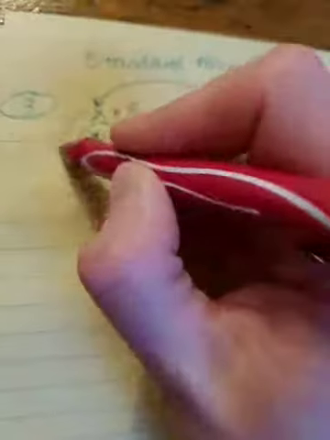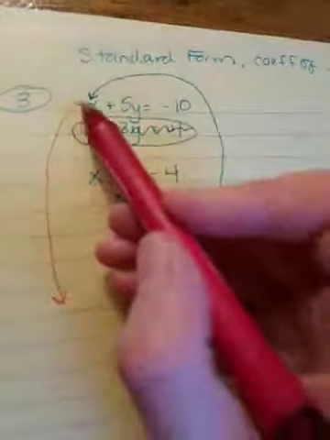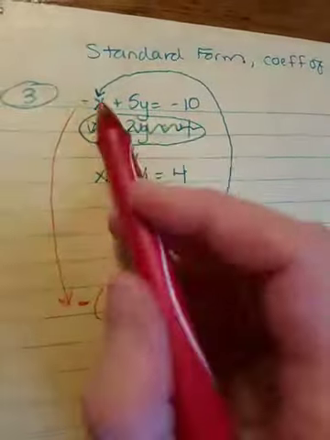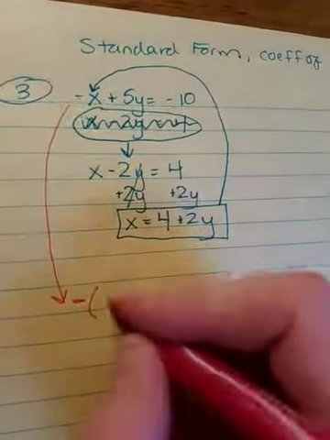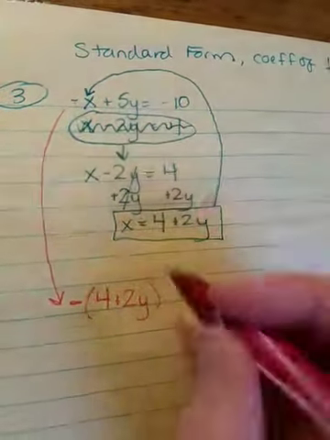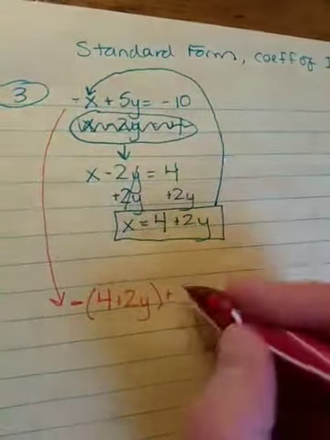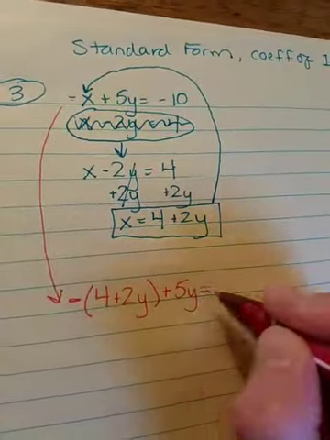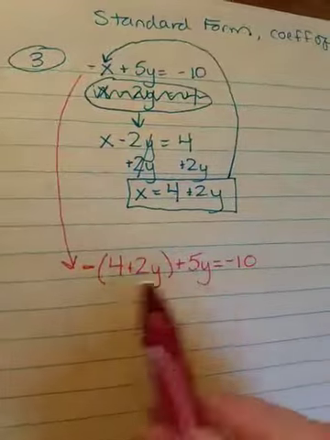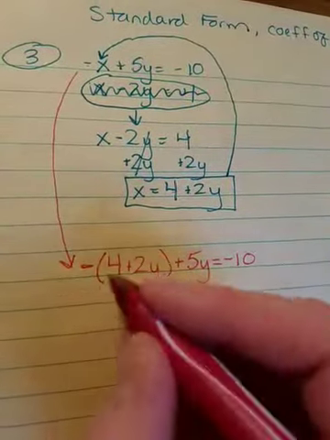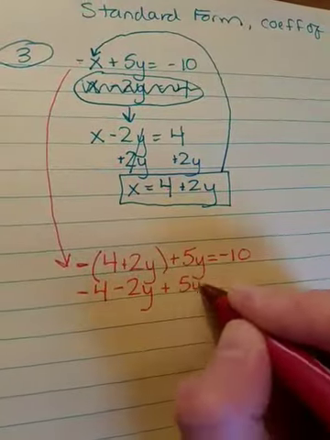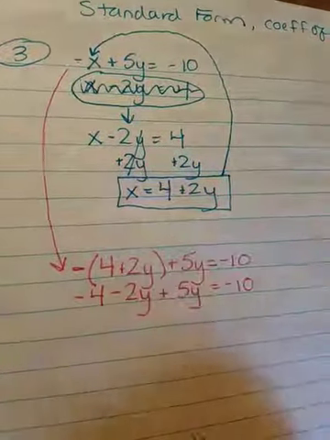So here we go. Now I've got a lot of arrows going on. So I have a negative. I need to write that. Now I'm going to do a parenthesis. What am I writing instead of x? 4 plus 2y. Okay. Plus 5y equals -10. Now I have one variable. It's the y's. So distributing your negative, you're going to get -4 minus 2y plus 5y equals -10.